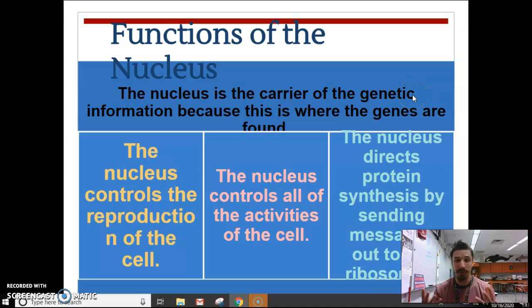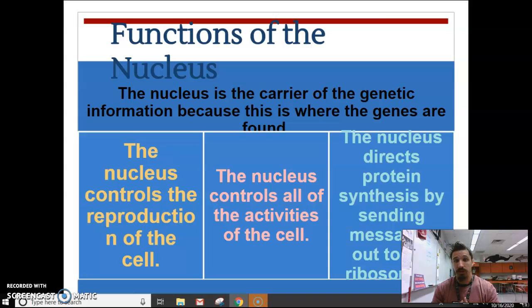So, overall, what does the nucleus do? And we're spending a lot of time on the nucleus because of how important it is for the cell. Remember, it's the control center. It has all the DNA, most of the DNA of the cell inside of it in the form of chromosomes. So this nucleus does a lot.